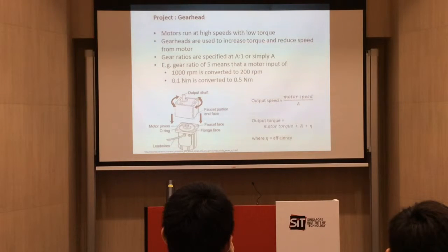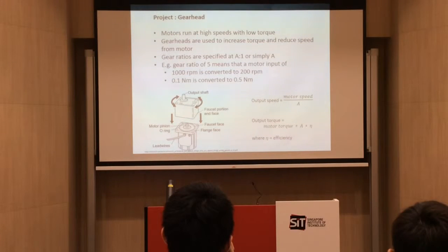Okay, so we want to be able to achieve a high torque drive, but at the same time we are reducing the speed. And therefore, a property of the gearbox will be what is called the gear ratio. The gear ratio is given by a ratio like this, A to 1, for example 8 to 1, or simply we just say the gear ratio is A. For example, if the gear ratio is 5, that means that if the motor input is 1000 RPM when you switch on, the motor is spinning at 2000 RPM. If you attach the gearbox to it, the gearbox has a gear ratio of 5, that means the speed is reduced by 5.